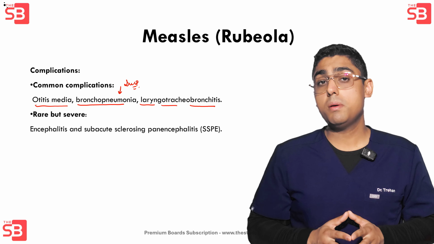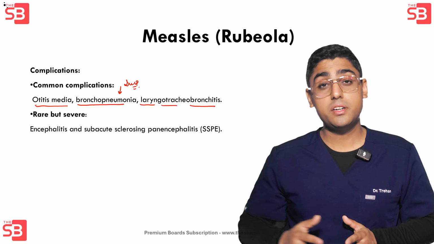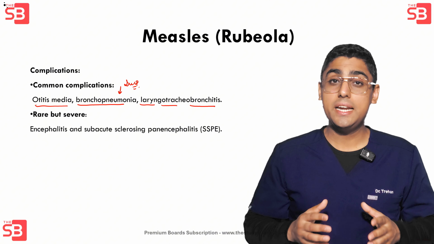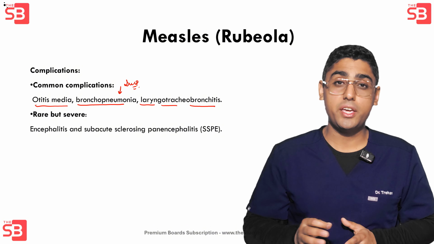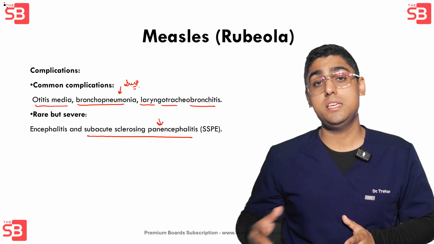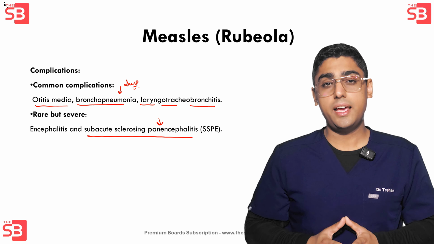Now, very important thing to remember is that even after initial recovery, there are some individuals who may even develop a fatal brain disorder called subacute sclerosing panencephalitis or SSPE. Now, these risks really underline the importance of vaccination, which is a crucial measure in preventing these potentially life-threatening complications.